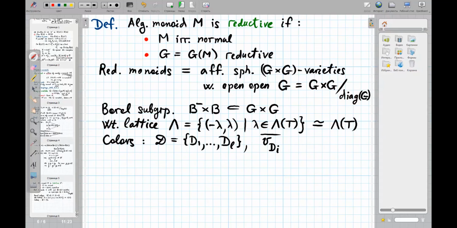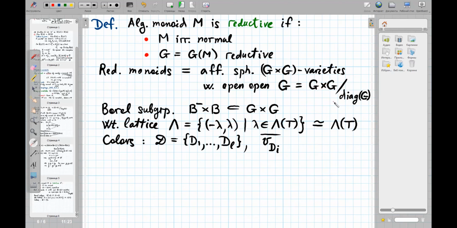Why do we choose the Borel subgroup to be B minus times B not? Well, you can choose any, but this is convenient, for instance, to have this presentation of the weight lattice. Otherwise, we have to twist by some element of the Weyl group here. I don't want to do this. So just check how we did this when we computed the color data for this homogeneous space.